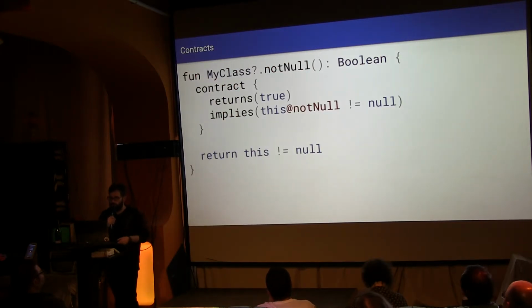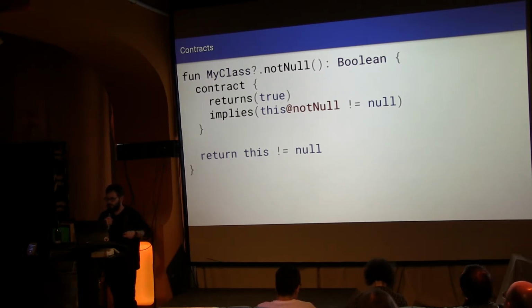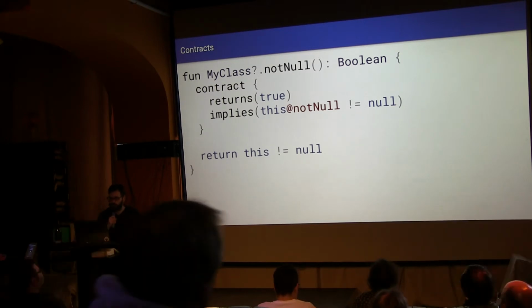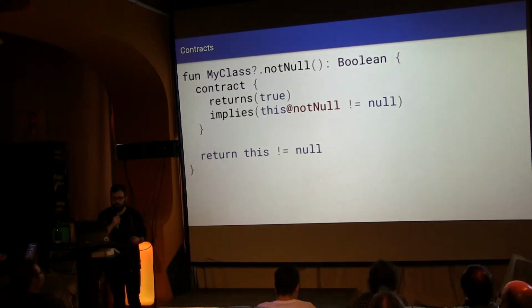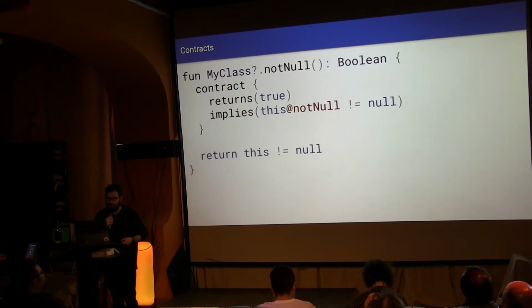Contracts is another cool feature included in the language. This helps tell the compiler about something, about preconditions in code. For example, this will tell the compiler, hey, I'm sure that when this is returning true, this class is not going to be null. So please don't complain later on in the compiler that this is null.